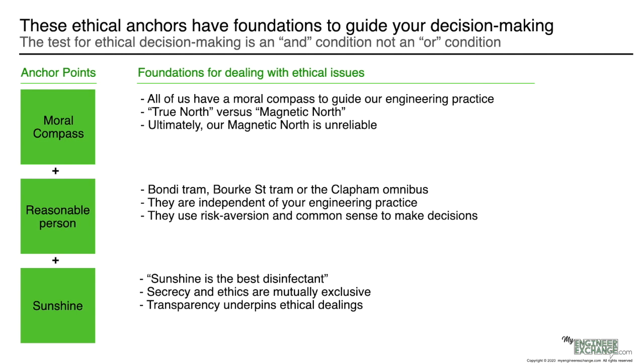When it comes to the reasonable person, as I said, they need to be independent from your engineering practice. Colloquially, they're known as the woman on the Bondi tram, the woman on the Burke Street tram, or the woman on the Clapham omnibus over there in the UK. Either way, they're independent and they use risk aversion and common sense to make decisions. So the first test will be against your own internal moral compass. The second test will be against what the reasonable person would have to say about your ethical dilemma. And as I always say, secrecy and ethics are mutually exclusive. So transparency underpins ethical dealings in all cases.